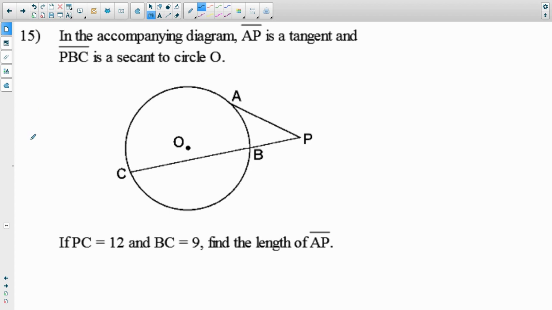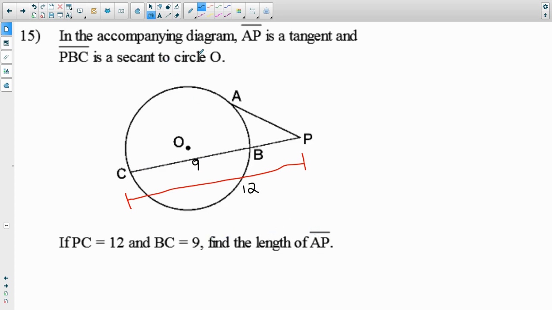Number 15. In the accompanying diagram, AP is a tangent and PBC is a secant to circle O. All right, well, let's put in some information here. If PC, well, I see that PC is the whole secant. So again, I'm going to draw one of these lines and put in the number, which is 12. And BC is 9. Find the length of AP.